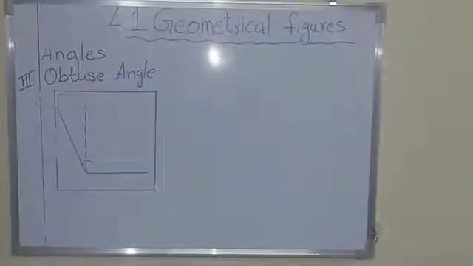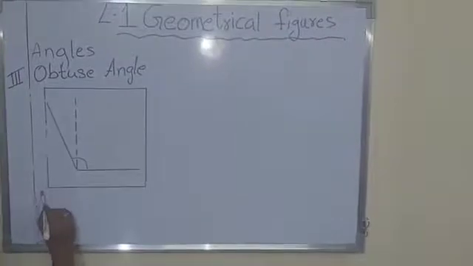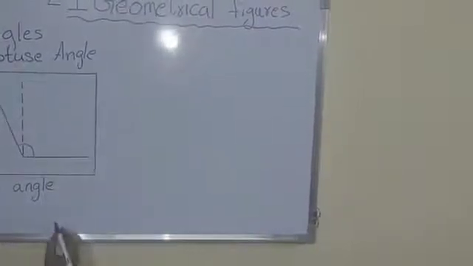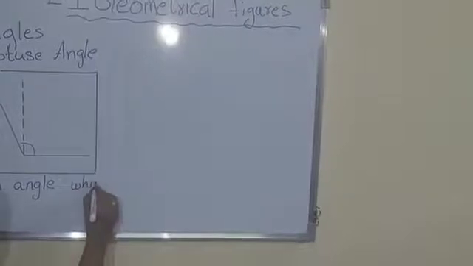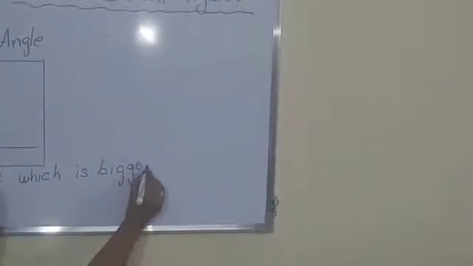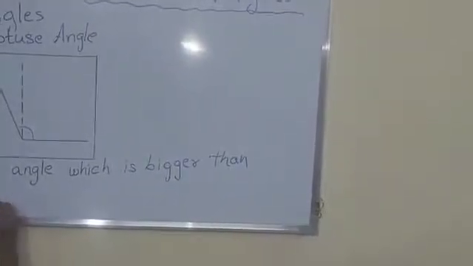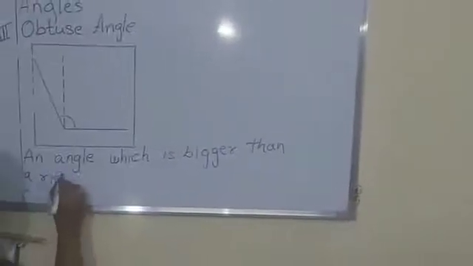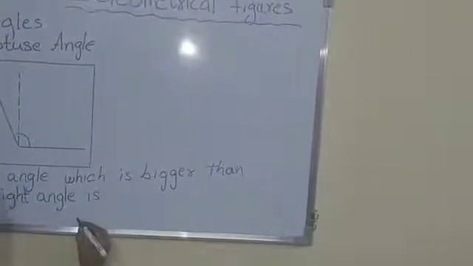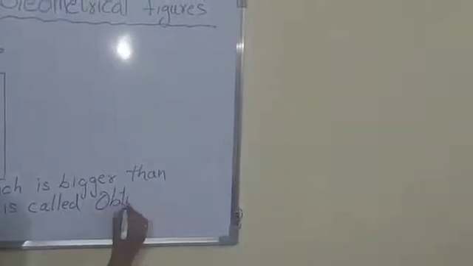Understood, children? See that you draw the diagram with the pencil, and then you will write down here: an angle which is bigger than a right angle is called obtuse angle.